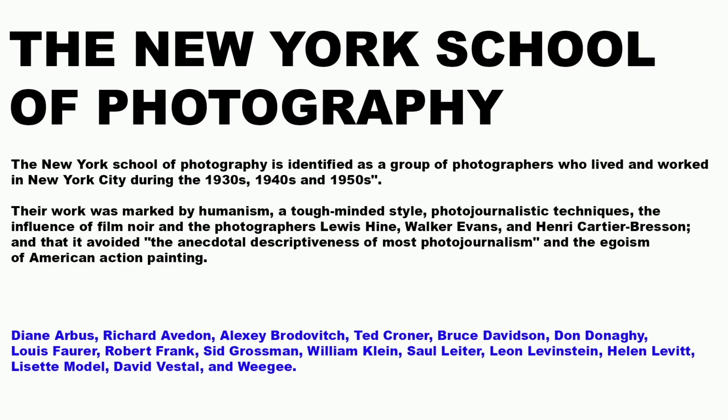The New York School of Photography is identified as a group of photographers who lived and worked in New York City during the 1930s, the 1940s, and the 1950s. Their work was marked by humanism, a tough-minded style, photojournalistic techniques, the influence of film noir, and the photographers Lewis Hine, Walker Evans, and Henri Cartier-Bresson, and that it avoided the anecdotal descriptiveness of most photojournalism and the egoism of American action painting.